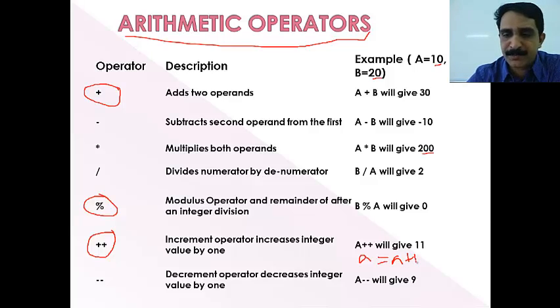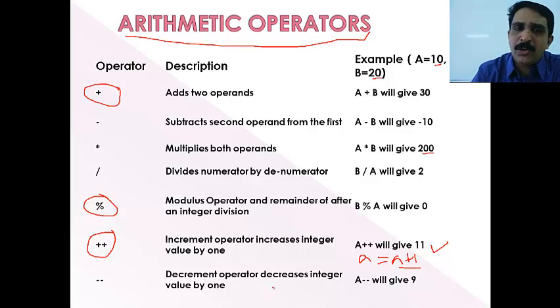So if the value of A is equal to 10, then A plus plus means A is equal to A plus 1, so the value will become 11. The same thing applies to A minus minus. This is a decrement operator, or unary minus operator, which we use in any mathematics. We need all these operators when we develop an application.